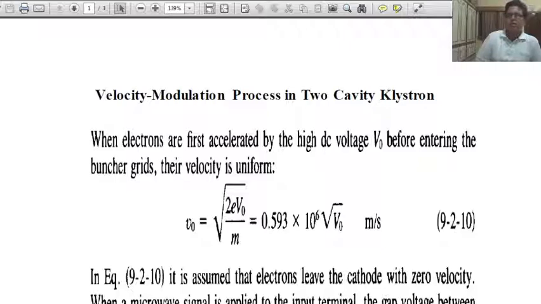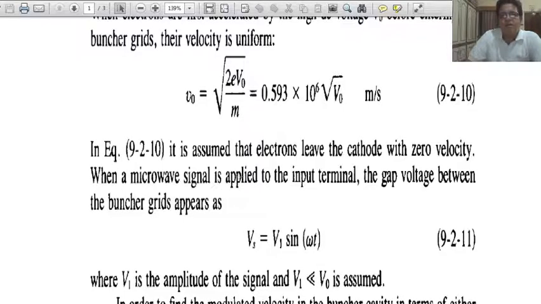If a potential V0 is applied for a charged particle, then it gains the energy eV0, and it gives the kinetic energy to the electrons, that means half mv square. That means eV0 equal to half mv square. This expression after solving gives the velocity v0 equal to under root twice eV0 upon m, and if we replace the constants relating the charged particle, then it becomes 0.593 into 10 raised to 6 under root V0 meter per second.